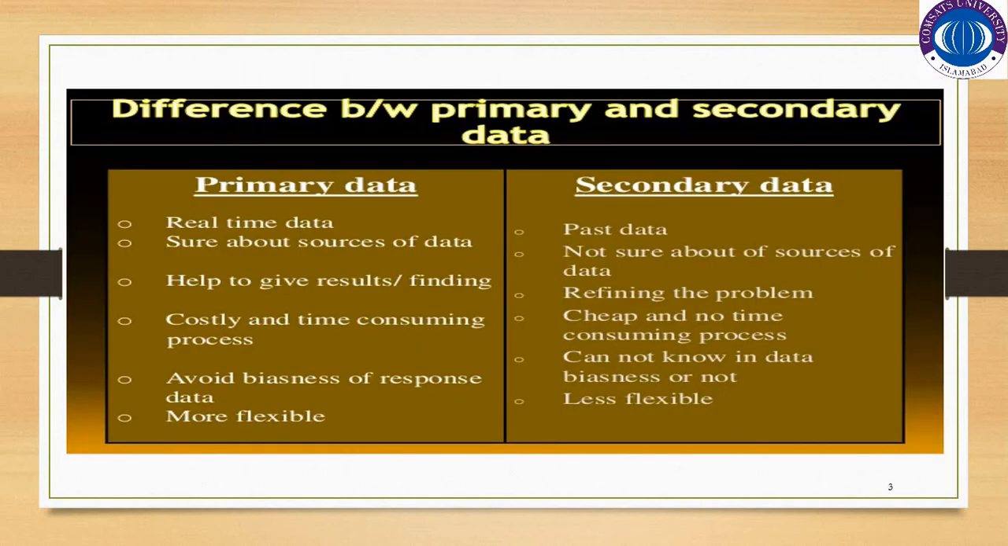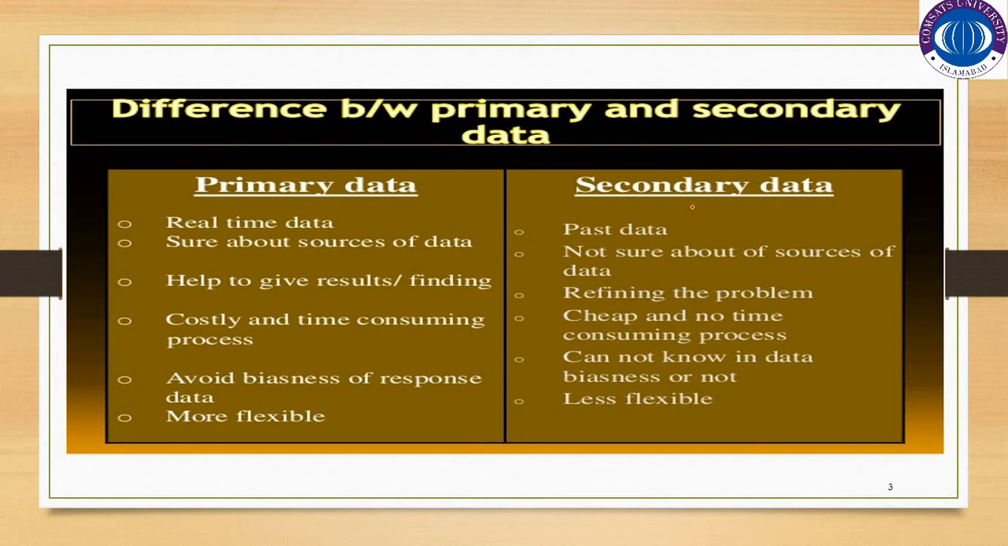Difference between primary and secondary data. Primary data is real-time data. You are sure about the sources of data, it helps to give results or findings, it is a costly and time-consuming process, it avoids biasness of response data, and it is more flexible than secondary data.